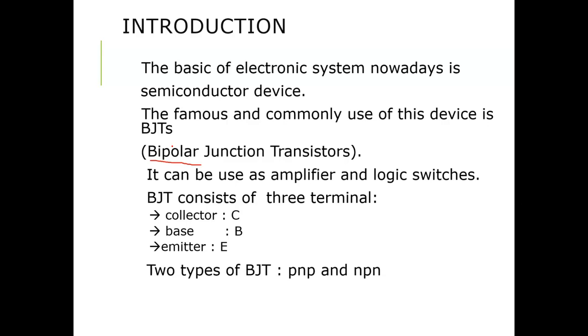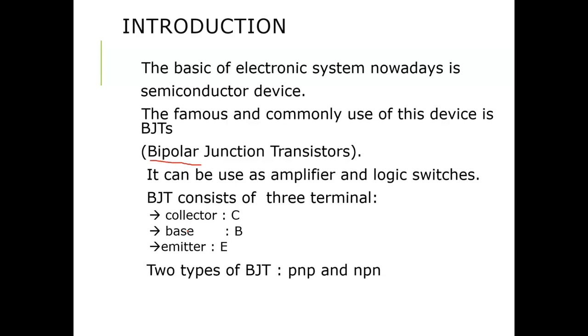There will be a formation of two junctions over there. One is between the P and N, and the other between N and P. That's the reason it is called bipolar. So coming to the BJT, it consists of three regions. One is a collector, the other one is base, and the third one is emitter. Collector, base, and emitter. These are the three regions available in a BJT.